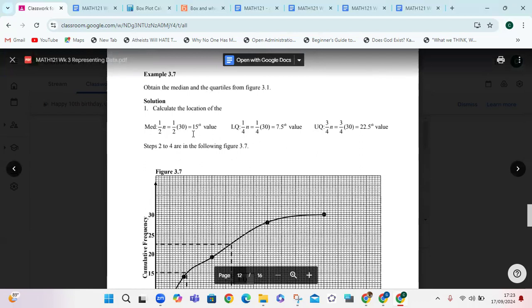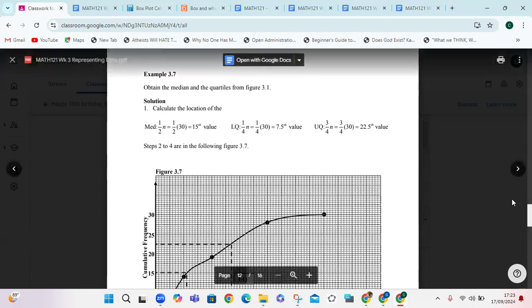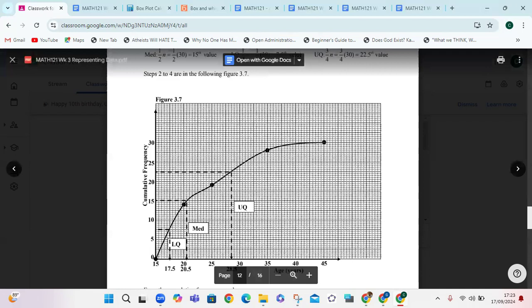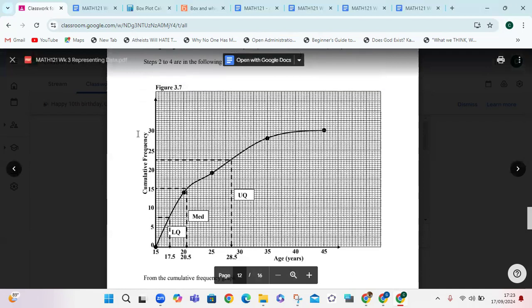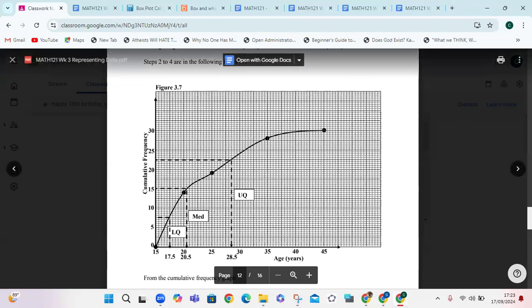N here is 30. So the location for the median was 15. The location for the lower quartile is 7.5, and that for the upper quartile is 22.5. These locations were located on the vertical axis. Horizontal line was drawn, vertical line come down, and as you can see, the lower quartile is approximately 17.5, the median approximately 20, and the upper quartile approximately 28.5. As you can see, I'm using the word approximate. That's why the +1 was dropped.